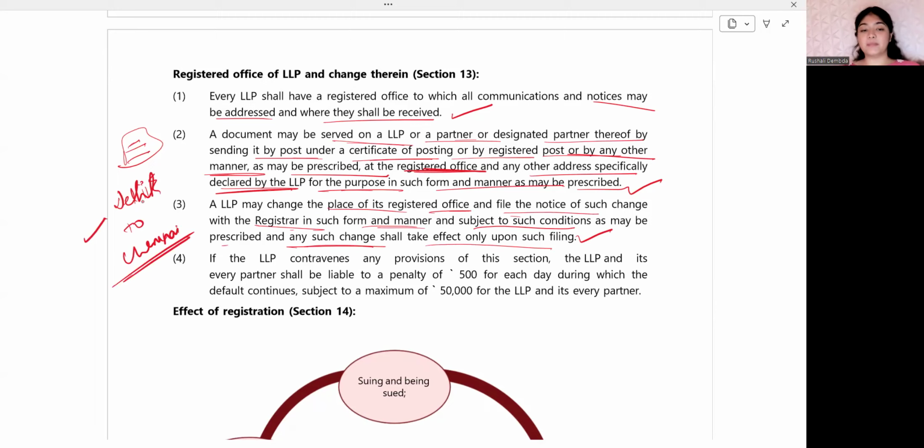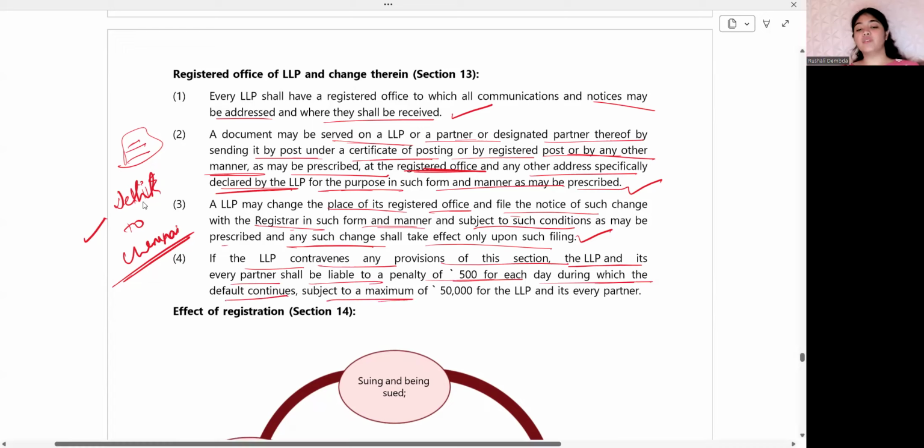If the LLP contravenes any provisions of this section, the LLP and its every partner shall be liable to a penalty of 500 rupees for each day during which the default continues, subject to a maximum of 50,000 for the LLP and its partner. So if you are doing anything wrong under the LLP Act, then you will have to pay a 500 rupees penalty every day. And the maximum penalty that can go is 50,000.